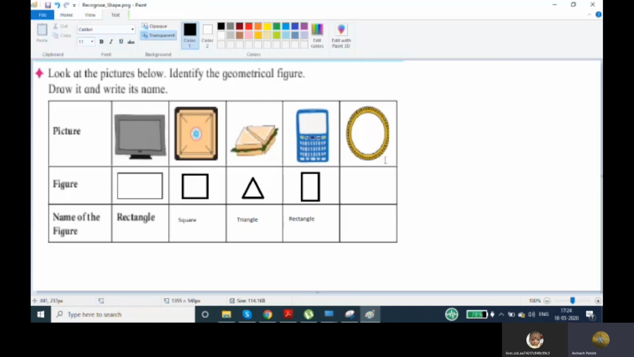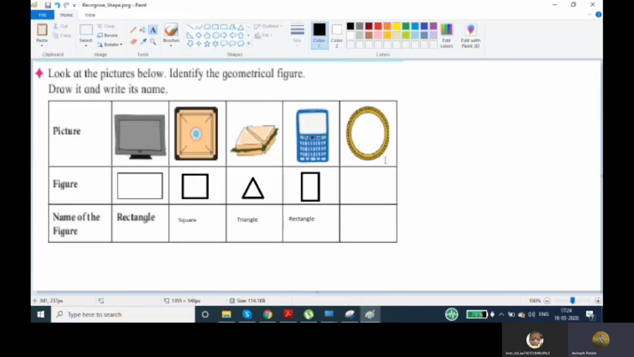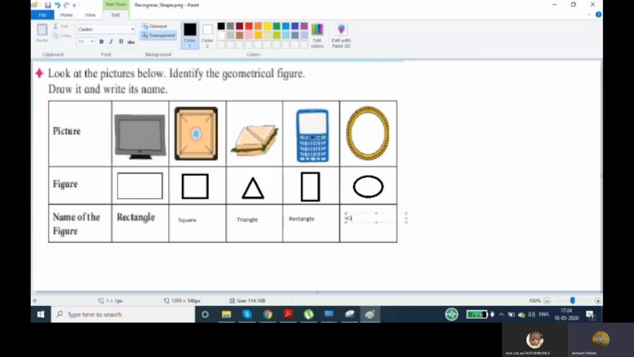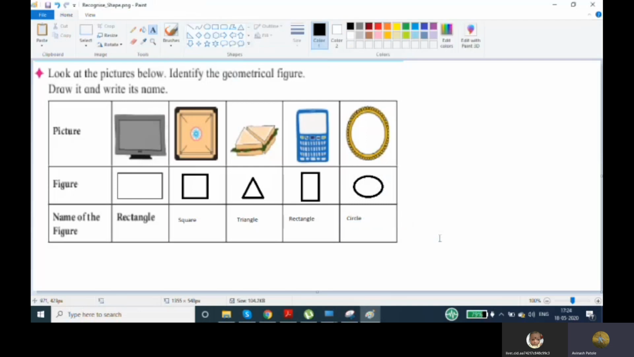Now let's look at the next shape, which is a bangle, and it is a circle. So we are going to take a circle, draw a circle in this box, and then we can write down what it is, and we write it's a circle. It is a simple activity that everyone can do at home.